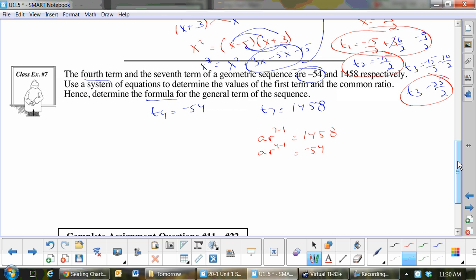Now I didn't want to skip this step, but to simplify even more, this would go to AR to the 6 equals 1458, and AR to the 3 equals negative 54. So everyone see what I did there? I just did the 7 minus 1 and the 4 minus 1. That's all I've done. Now, when we were doing arithmetic, we took the top and subtracted from the bottom. Right? Remember that? What do we do for geometric? Divide. So we will divide the top by this.